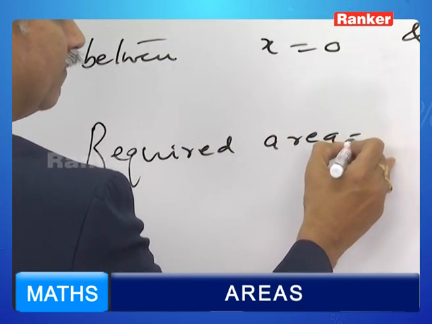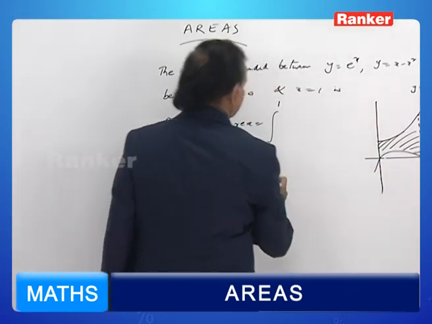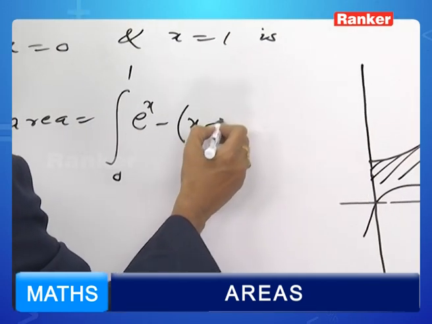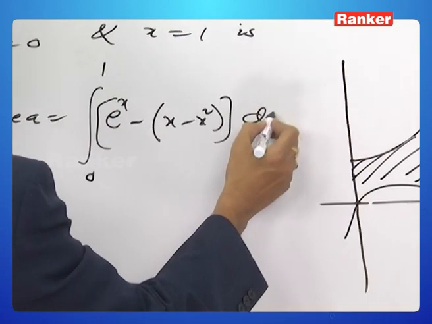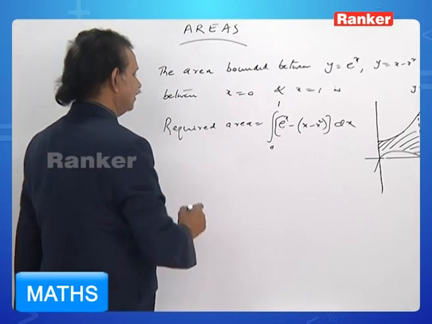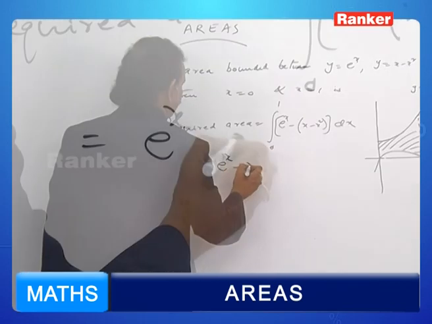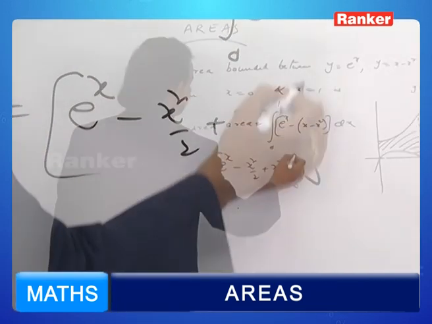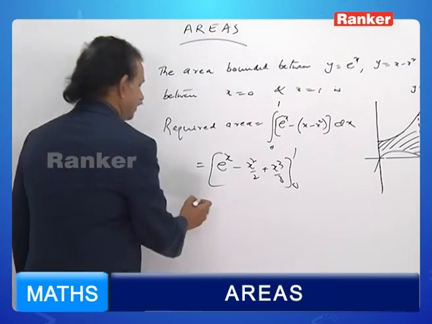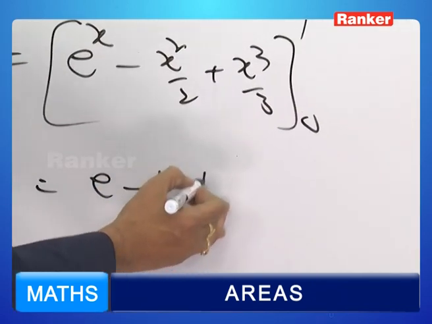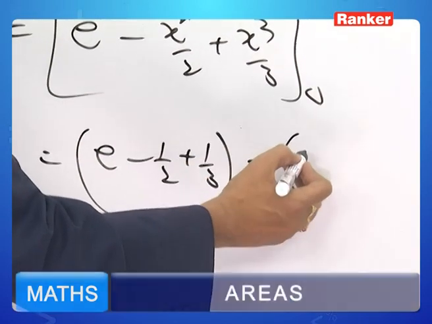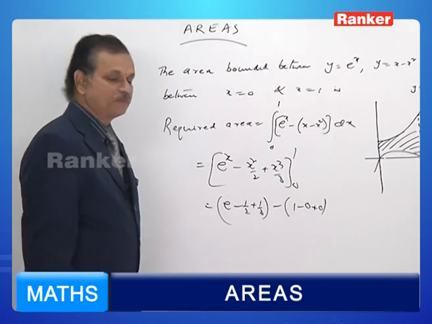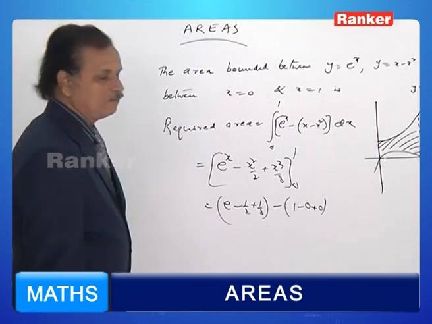Required area is therefore equal to integral 0 to 1, what is the curve which lies at the upper face? It is e power x minus the lower one, x minus x square, dx, between 0 and 1. Well, this is therefore e power x minus x square by 2 plus x cube by 3, between the limits 0 and 1. Substitute the limits. This is e minus 1 by 2 plus 1 by 3 minus e power 0 minus 0 plus 0.